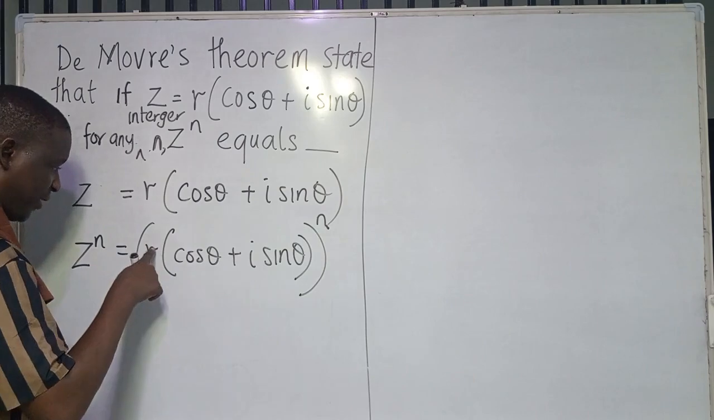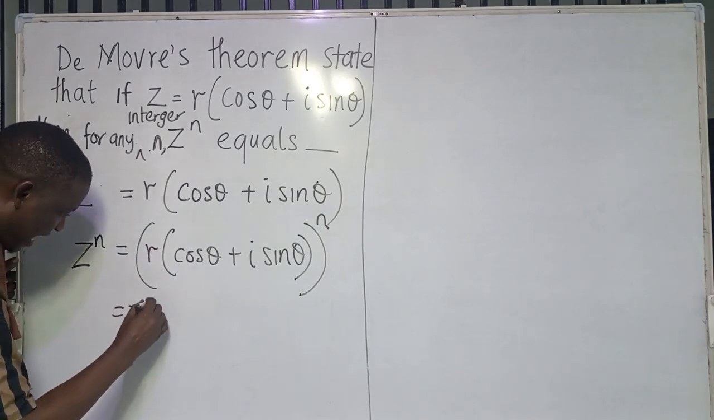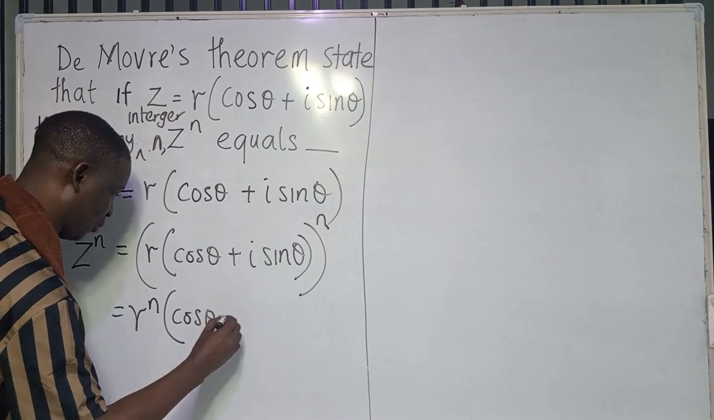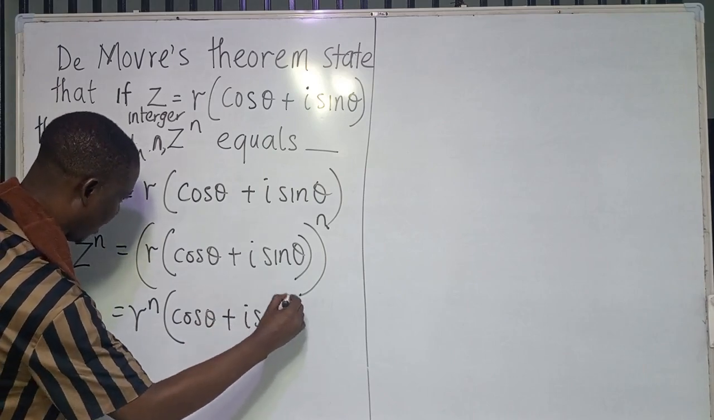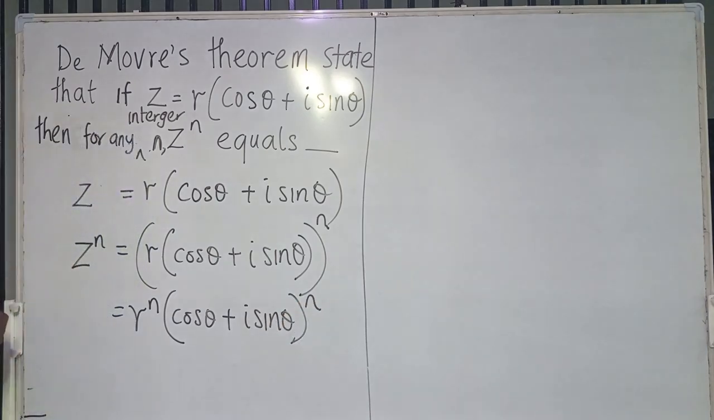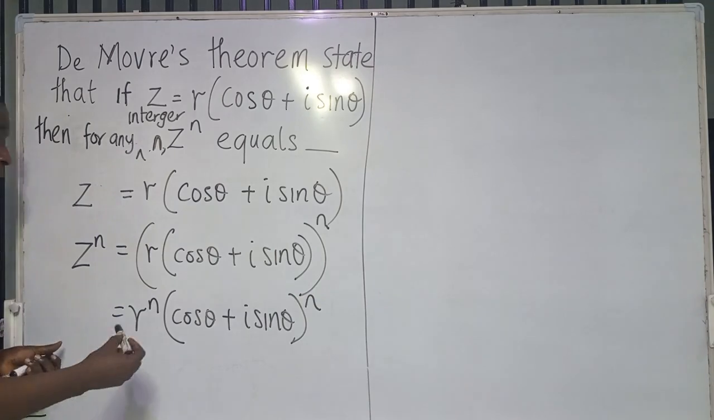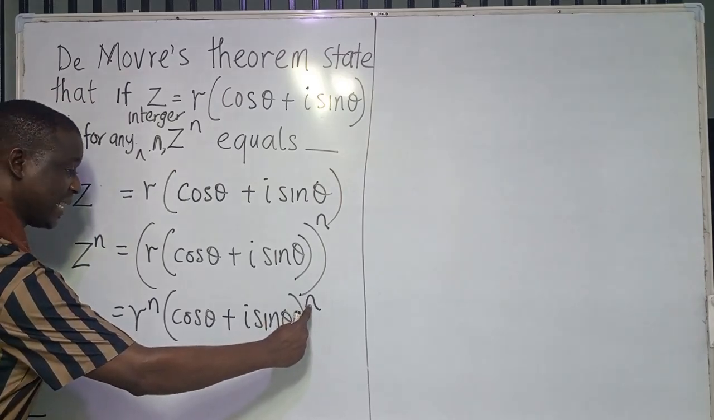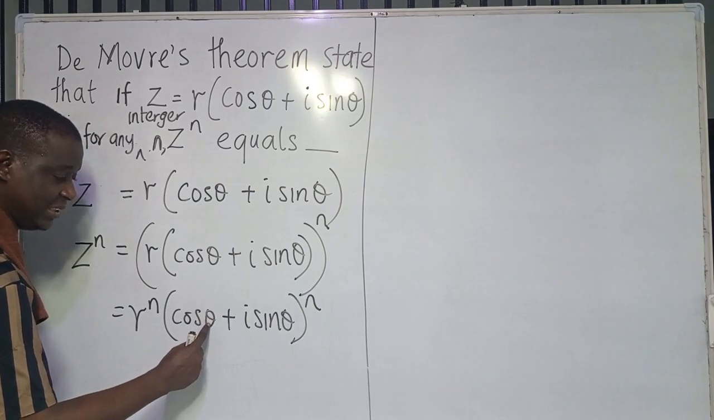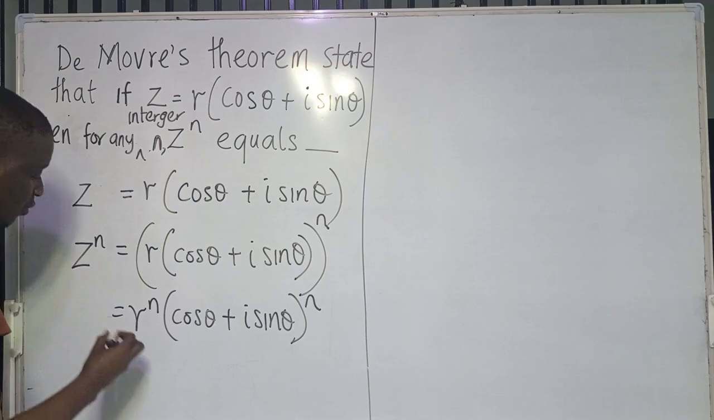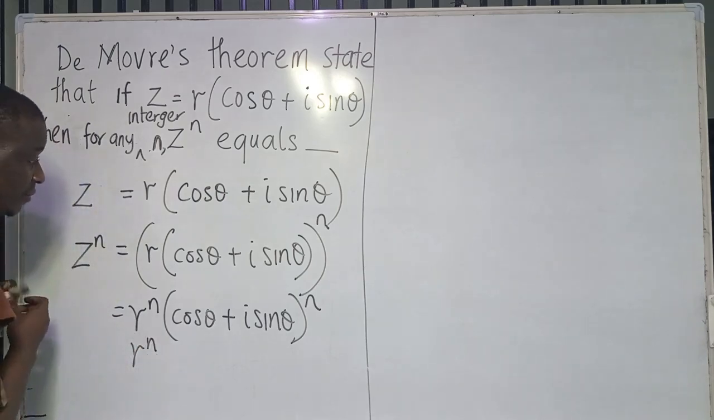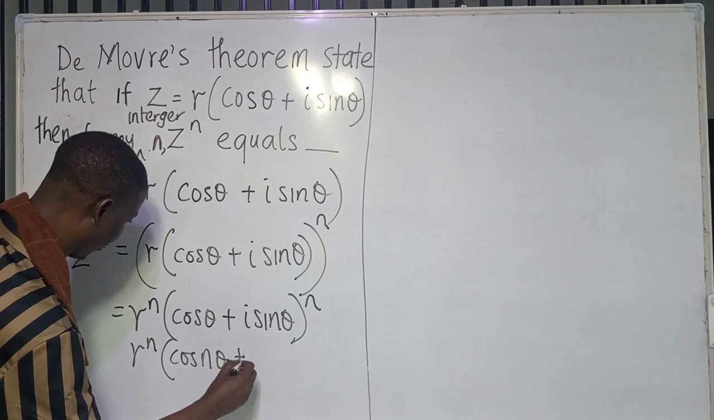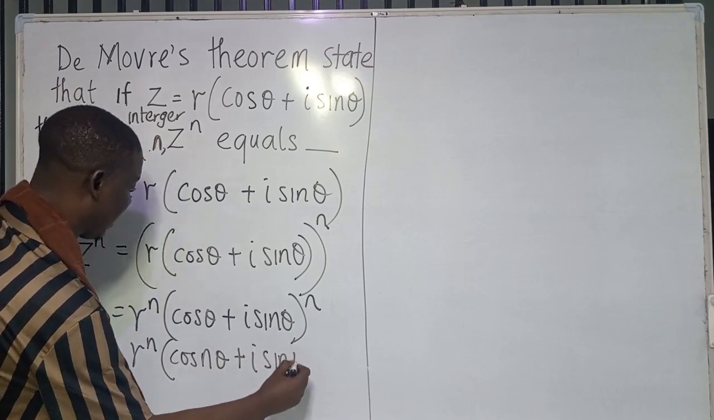Now, according to indices, this power affects this one, so we have r raised to n, open bracket, cos theta, and it will also affect this one, sin theta, all raised to n. Now this is where De Moivre's theorem says something: this n will now multiply the argument, so we have r raised to n, open bracket, cos n theta plus i sin n theta.